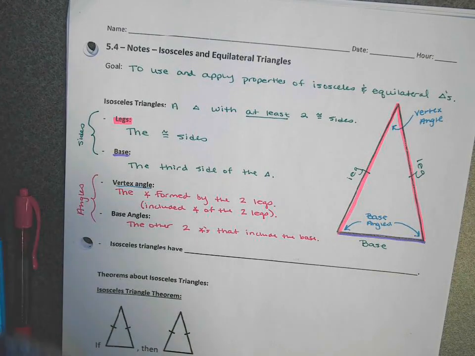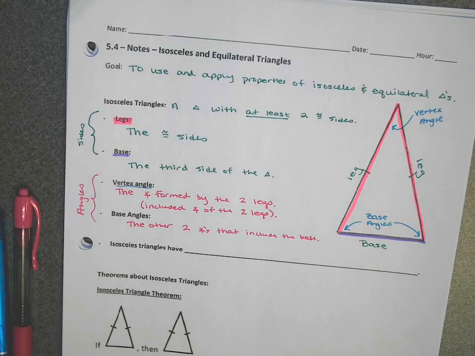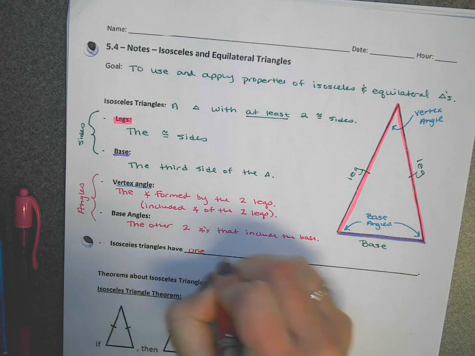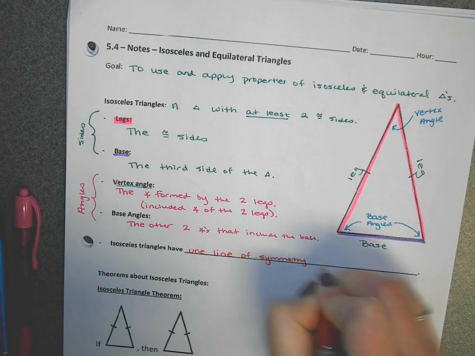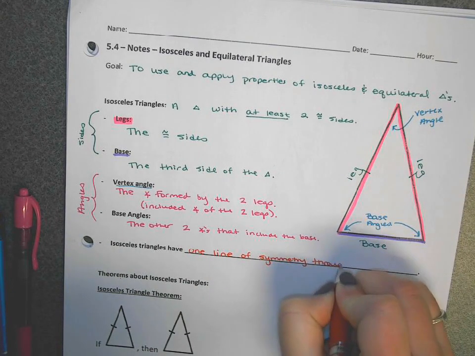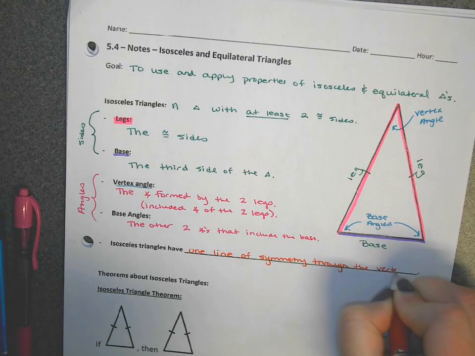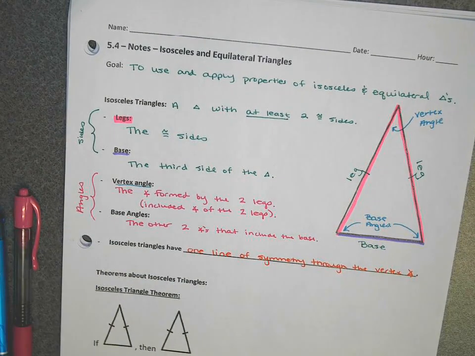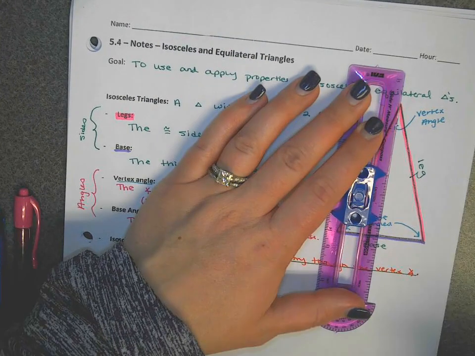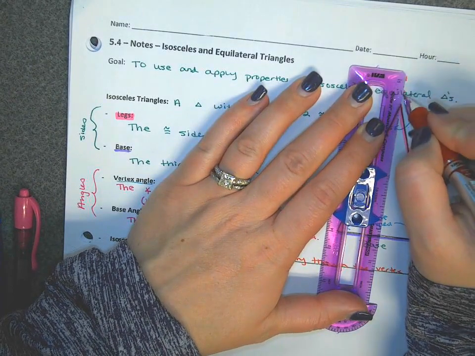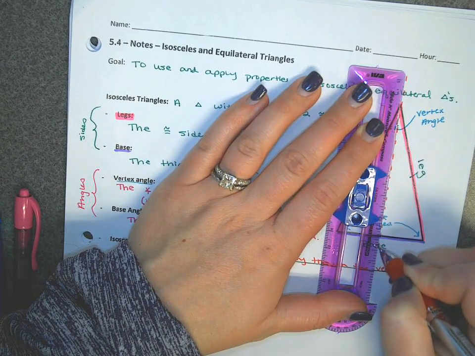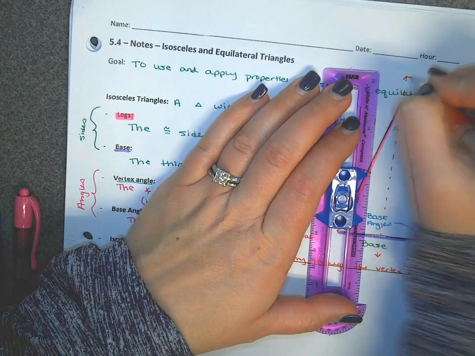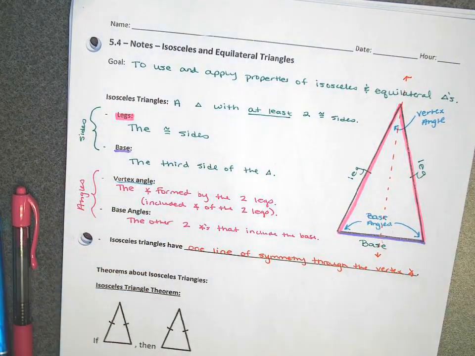Now, isosceles triangles have one line of symmetry through the vertex angle. So if I take my straight edge and I look here, which you guys actually have already talked about theorems because we did Unit 6 before Unit 5 that actually used this property. But this is a line of symmetry.